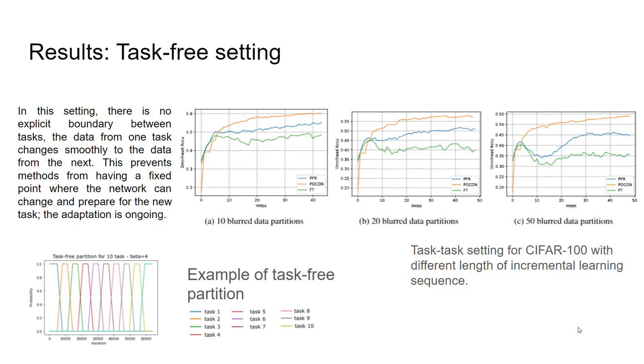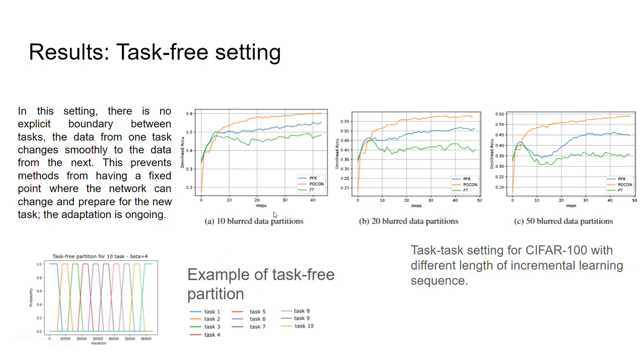Here we show a task-free setting, which means that there is no explicit boundary between tasks. As we can see here in an example, at the beginning we receive data of the blue task, but at some point we begin to mix the data of the blue task with the orange task. And then at some point we only receive data of the orange task, but then at some point it begins to mix with the green task data.